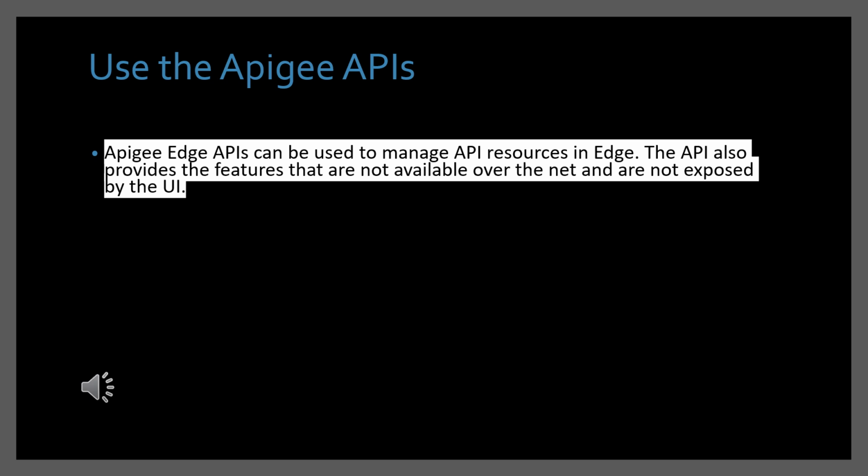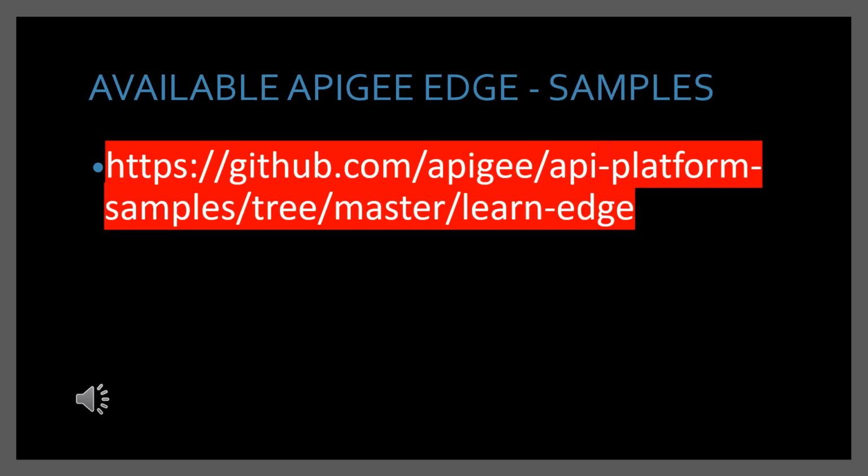Apigee Edge API is used to manage API resources in Edge. The API also provides features that are not available over the net and are exposed by the UI. So we can use the Apigee Edge API to manage the API resources. We also have the samples here. Apigee Edge has samples at github.com/apigee/api-platform-samples/tree/master/learn-edge. You can get the samples from here and work on your own to understand Apigee.